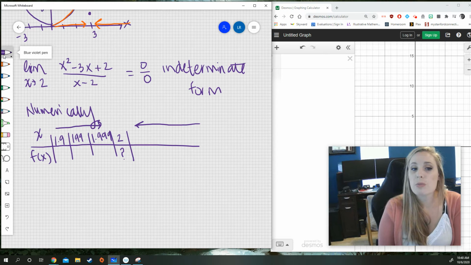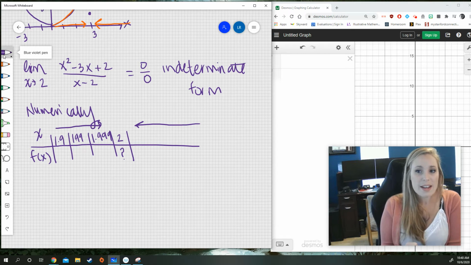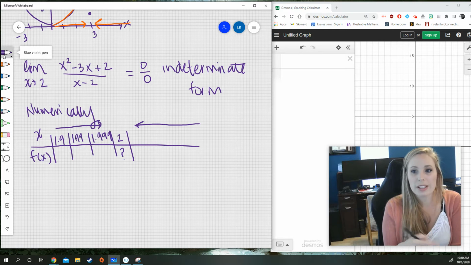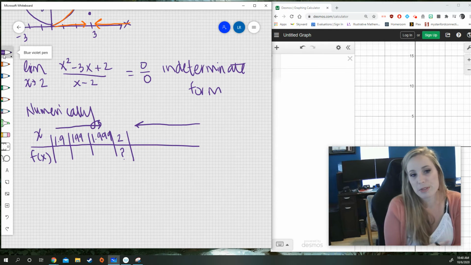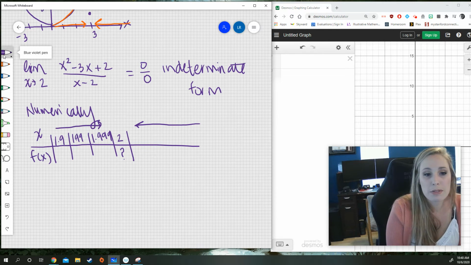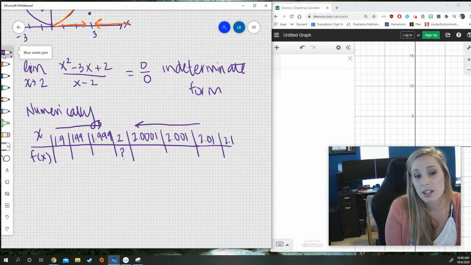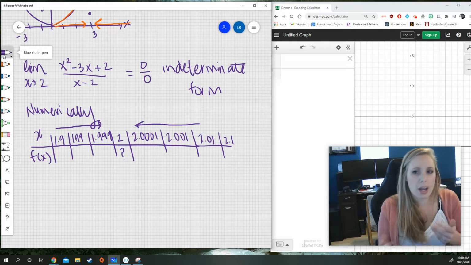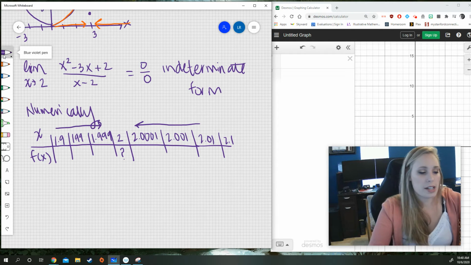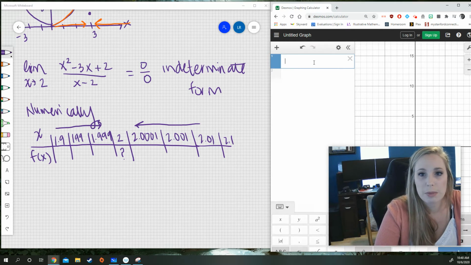It is important to have more than one value that you're looking at to make sure that there's not some other discontinuity happening, to make sure that there's not a random jump or something like that. And then maybe from the right, we'll look at 2.0001, 2.001, 2.01, 2.1. And again, you want to look at a couple of different values there. I mean, maybe I have too many, but that's okay.